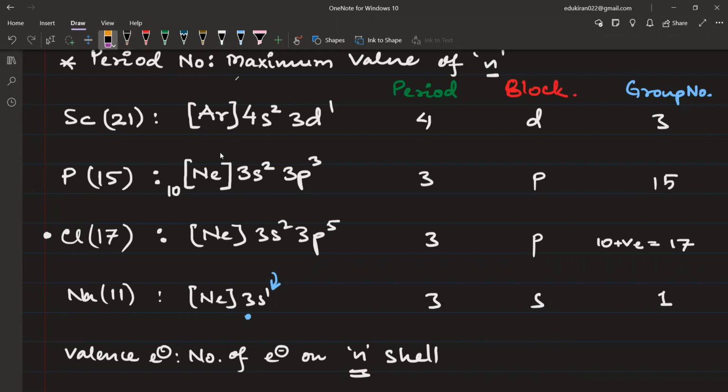Okay, got it? Yes or no? Please tell me, guys. Sir, can you explain the scandium number? What should I explain for scandium? Sir, for scandium, how to find the group number? You have to add. Yeah, I will tell you.